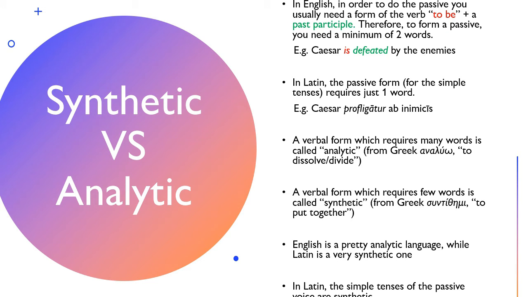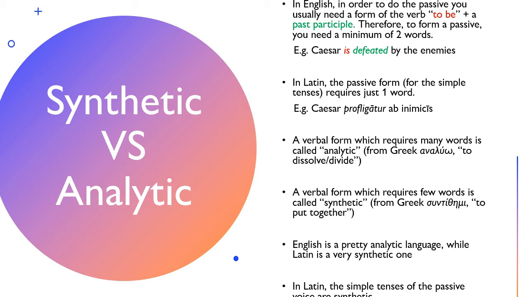Another important distinction is synthetic versus analytic. So in English, in order to do the passive, you usually need a form of the verb to be plus a past participle. There are many ways in English in which you can form the passive, but the minimum thing is a voice of the verb to be plus a past participle. Therefore, to form a passive, you need a minimum of 2 words. So if I say Caesar is defeated by the enemies, of course, I have 2 words.